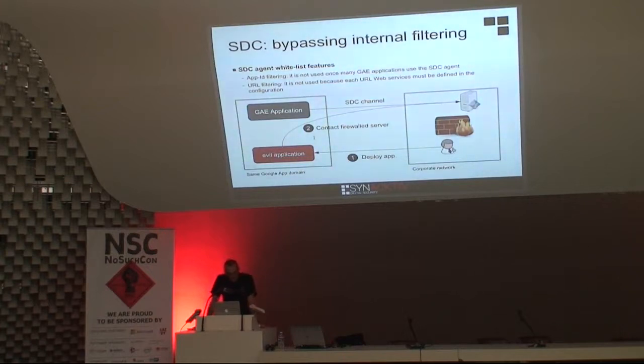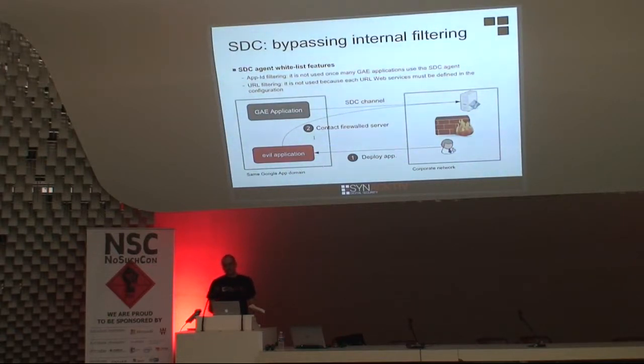Another thing that can be done with the SDC is to try to bypass some network filtering that could be set up within an enterprise network. So here we are supposed to be on the right side within the enterprise network, and we are trying to reach some server which is in a DMZ zone. So we can use the fact that the SDC channel can be configured as a filtering proxy, but from what we have seen, it is never correctly configured, but whatever.